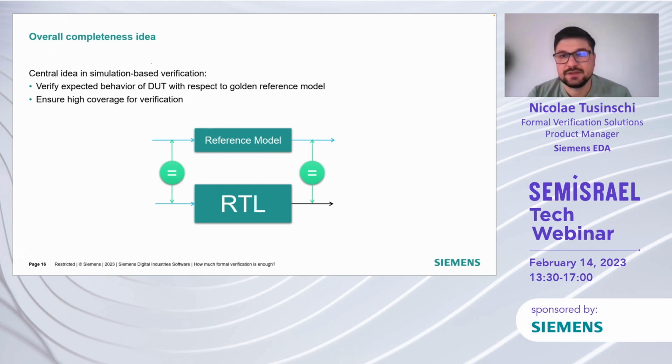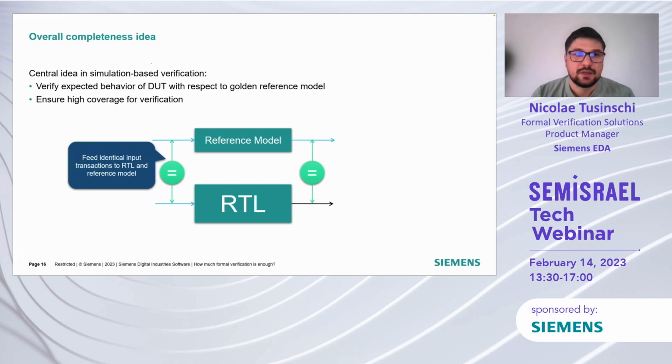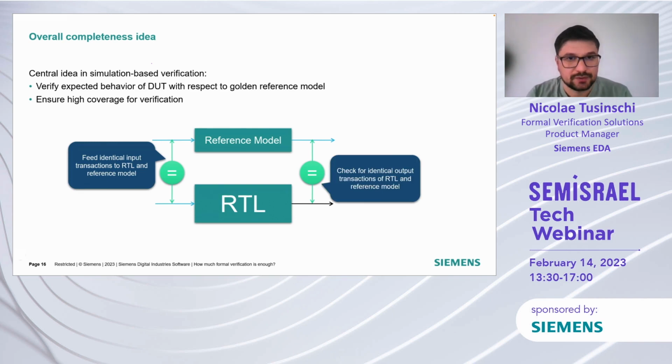So all operations from the reference model are captured in assertions. Operations need to check for all expected output values, and the whole model is decomposed into a small number of operational assertions. Completeness here ensures that operational assertions really build a model. And the gap-free verification also ensures that the set of operational assertions is formally equivalent to RTL. So we feed identical input transactions to RTL and reference model, and we check for identical output transactions. So this is the overall idea of completeness.